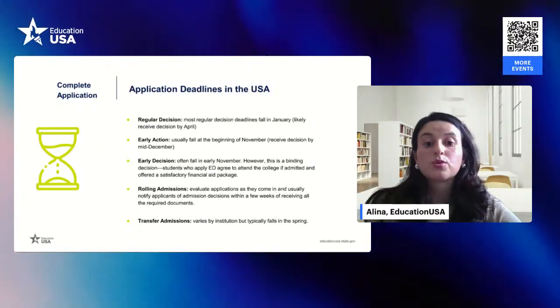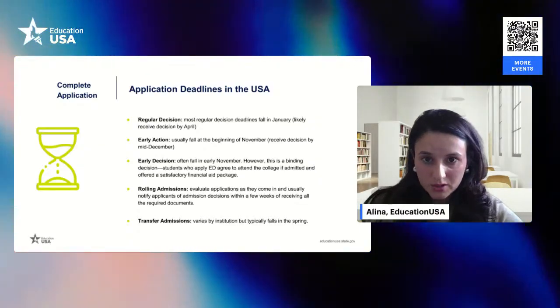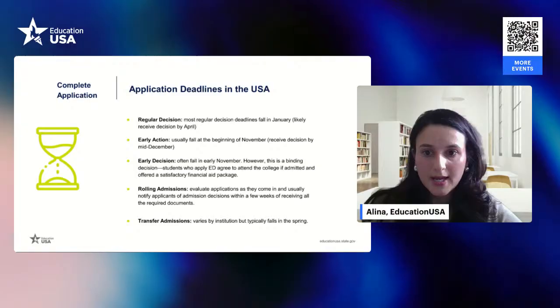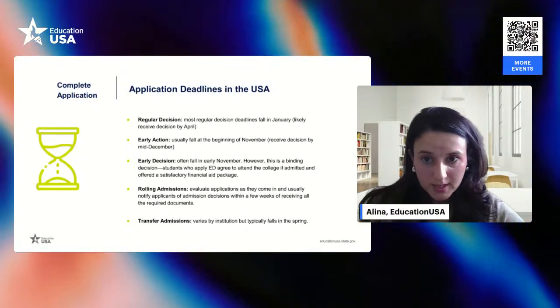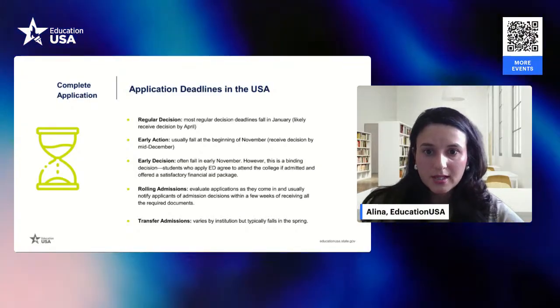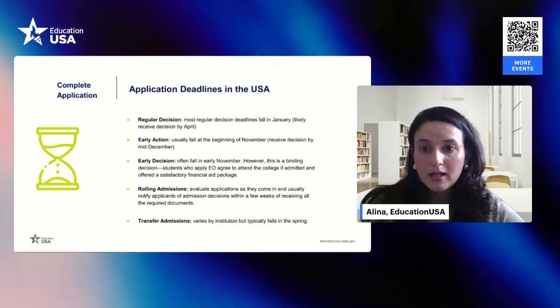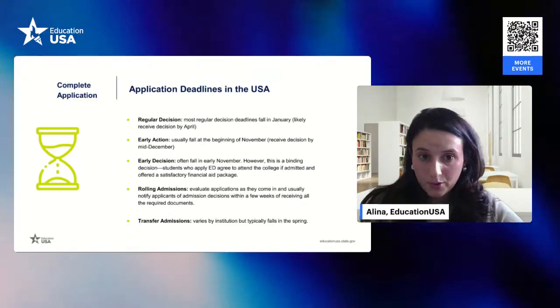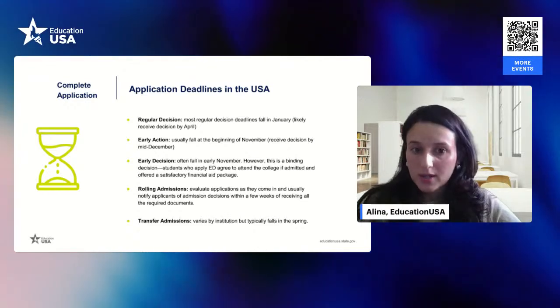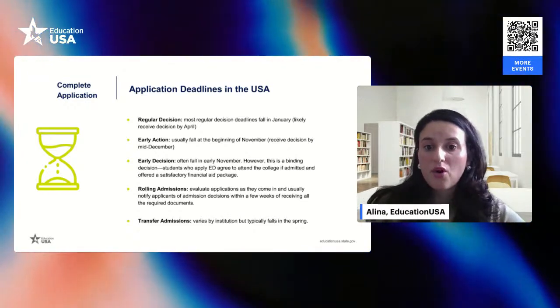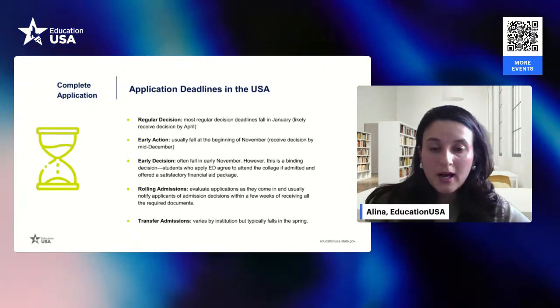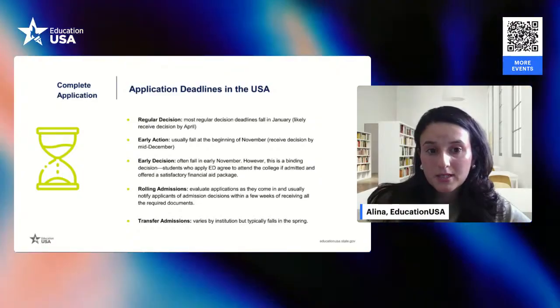Then you also need to consider the application deadlines in the USA. And we start with the regular decision. So most regular decision deadlines fall in January, and you likely receive a decision by April. Then we have the early action that usually falls at the beginning of November. You receive the decision by mid-December.